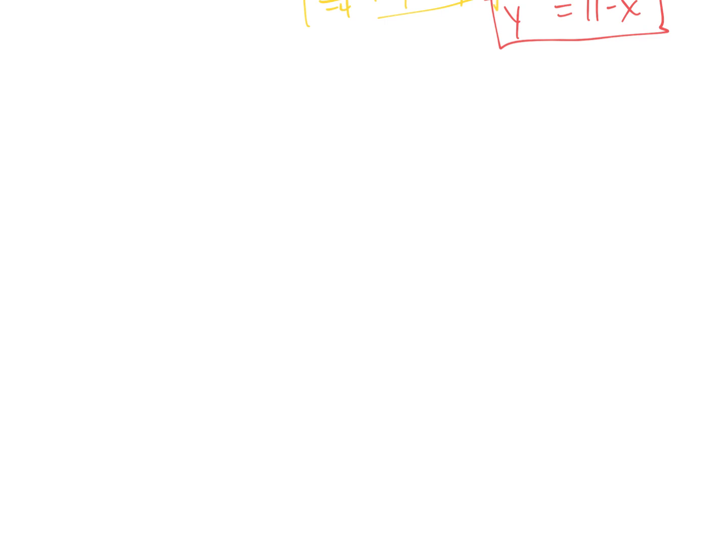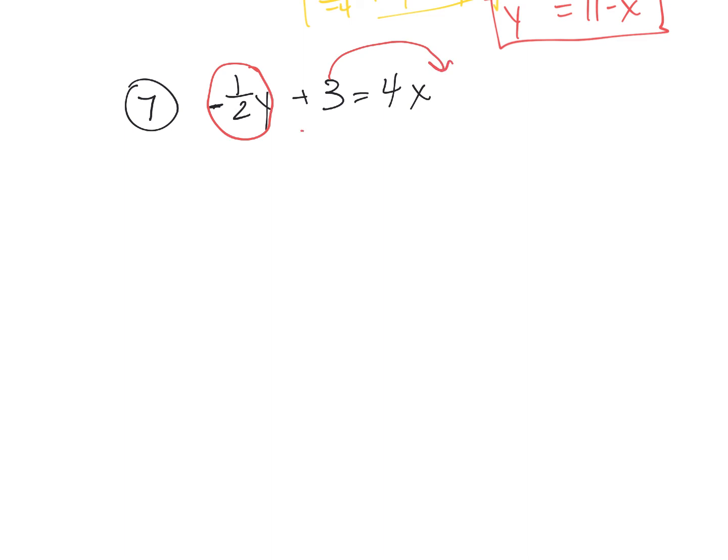I'm going to have one more example. Okay, our last example I'm going to give you is a fraction. So let's do negative 1/2 y plus 3 equals 4x. Okay, I'm going to circle my negative 1/2 y. I'm going to push the 3 over to the other side. That means I'm going to subtract 3.